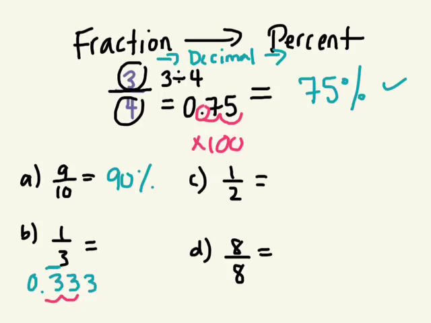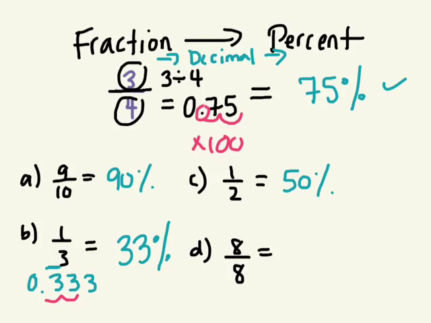So if we just round it off to the nearest percentage, what's it closest to? So when we round it, we get 33%. Okay, for C, we can do this in our head. A half is 50%, half of 100. What about 8 out of 8?